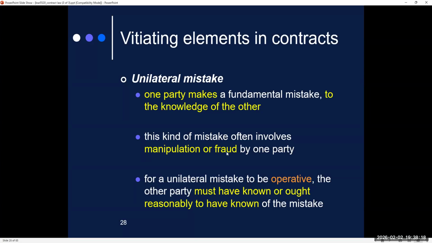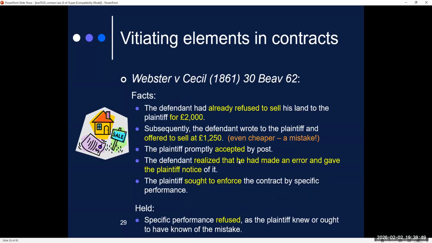Then I think in your mind, you want to have an example to help you understand, right? Now, before that, this kind of mistake often involves manipulation or fraud by one party. For a unilateral mistake to be operative, the other party must have known or ought reasonably to have known the mistake. Again, these are just statements to explain the idea. It's better to refer to a precedent. Then you should be able to understand it easily.